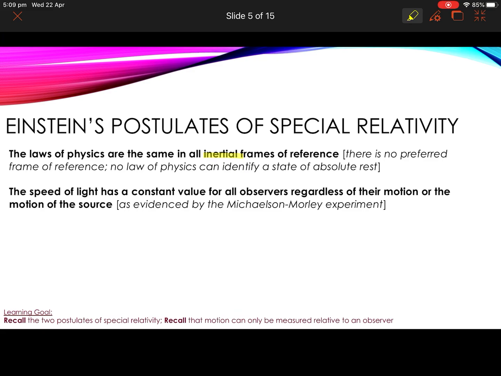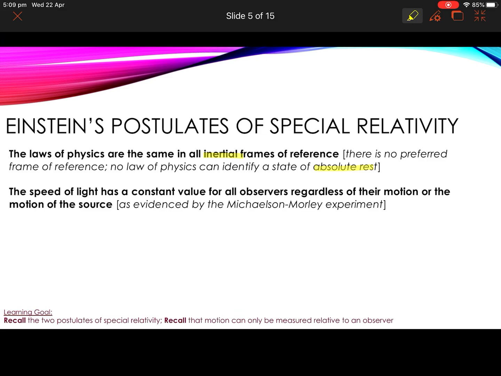Another way of thinking about this again is basically saying that there's no law of physics that can identify a state of absolute rest. So there's no way that you can say, nope, that's absolutely not moving, because it will be moving relative to something else in a different frame of reference. So that was his first postulate.